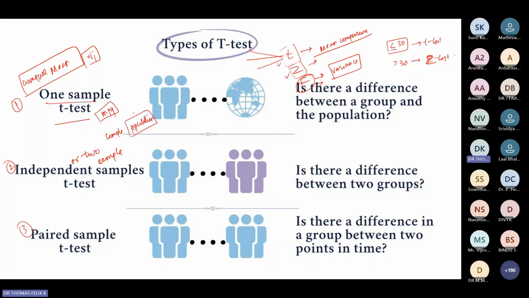So the entire set of observations is said to be the population. When you are taking a few observations from the population, that is said to be the sample. When you are comparing the mean of the population with the mean of the sample, that is said to be the one sample t-test.